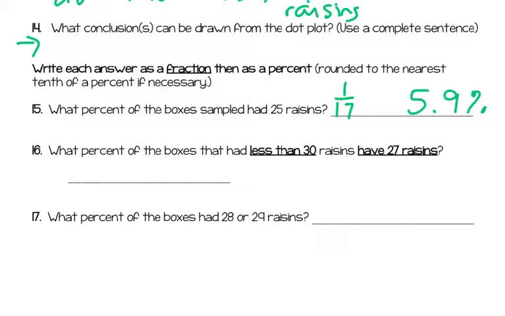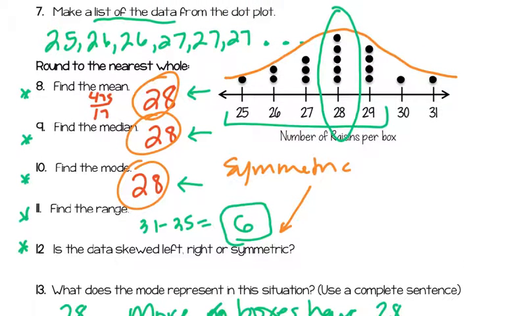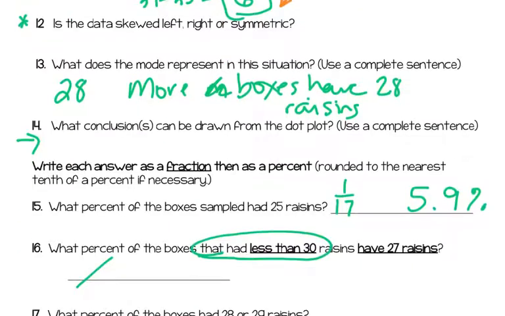What percent of the boxes that had less than 30 raisins have 27 raisins? So how many boxes had less than 30 raisins? So if we look back, less than 30 is that many. So that's going to be 15. So out of those 15 boxes, how many of them have 27 raisins? So it's 3 out of the 15 boxes that had less than 30 raisins that have 27. And so that comes out to be 20%.